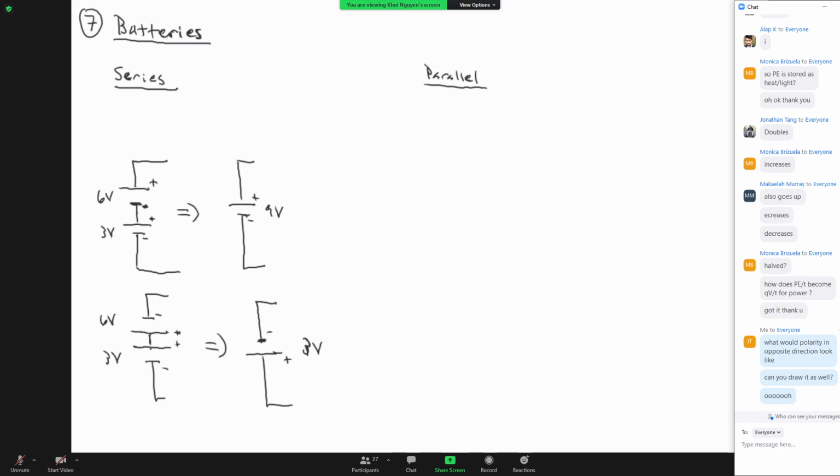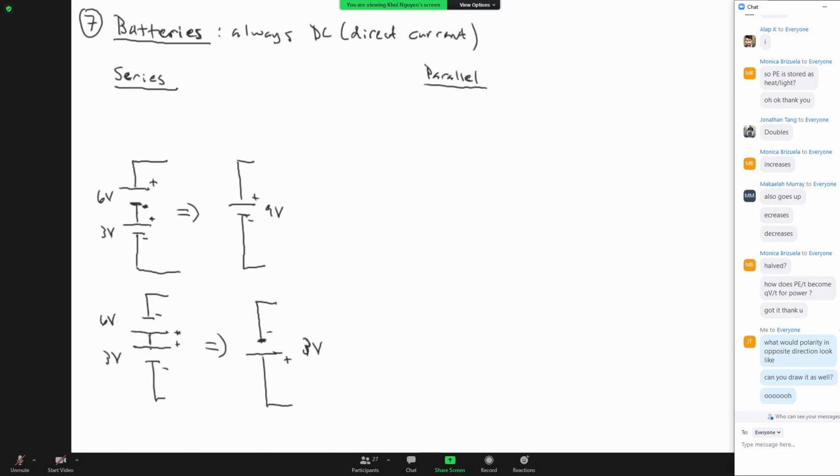So series, pretty straightforward. You just look at the polarity of the battery going from high to low, high to low. That's the way that the current wants to go, right? But if it goes from high to high and low to low, then it's going to be subtracted from each other, with the bigger one winning. That's batteries in series. By the way, all batteries, for all intents and purposes for your MCAT, are going to be direct current. Always DC. Direct current.